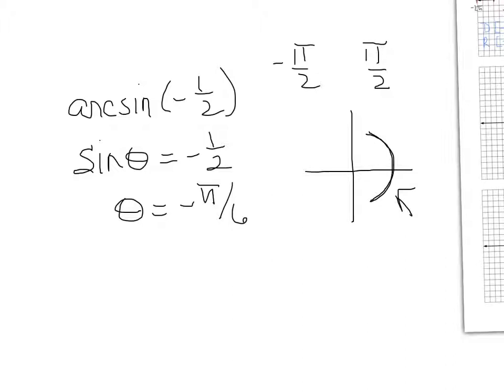Wait, does it have to be negative? Yes, it has to be negative because our domain is -pi/2 to pi/2. We can't go outside that domain. It would have been 11 pi/6. That also has a value of -1/2, but not for the inverse function, because this is an inverse, you can only have either a negative acute angle or a positive acute angle.